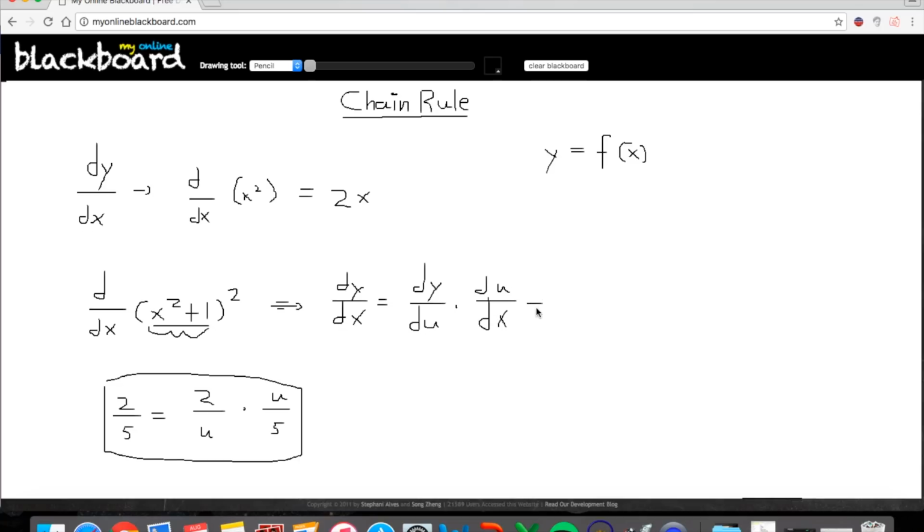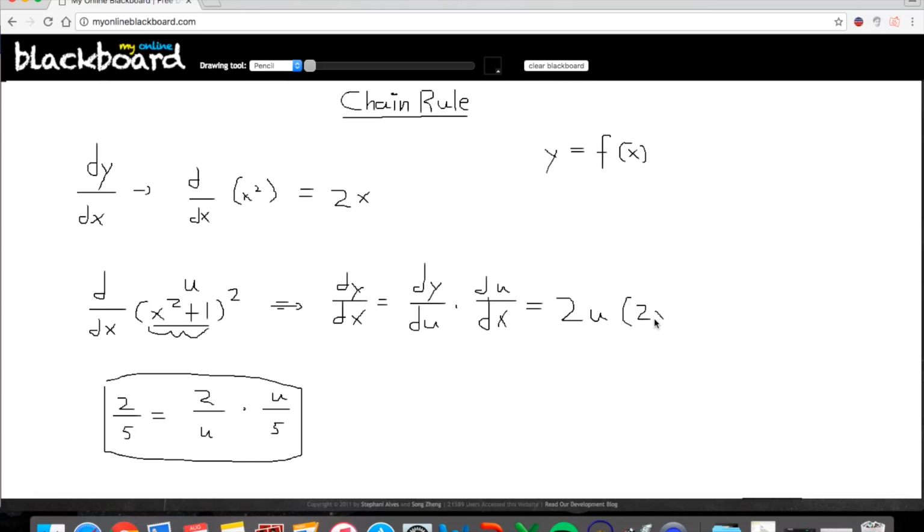So, knowing that that's the case, we're going to take dy with respect to du. If this is u, then we could just use the power rule. So it'd be 2 times u, because this is just u squared. And then we multiply that by du over dx. So, the derivative of this inner function, and that'll just be 2x.